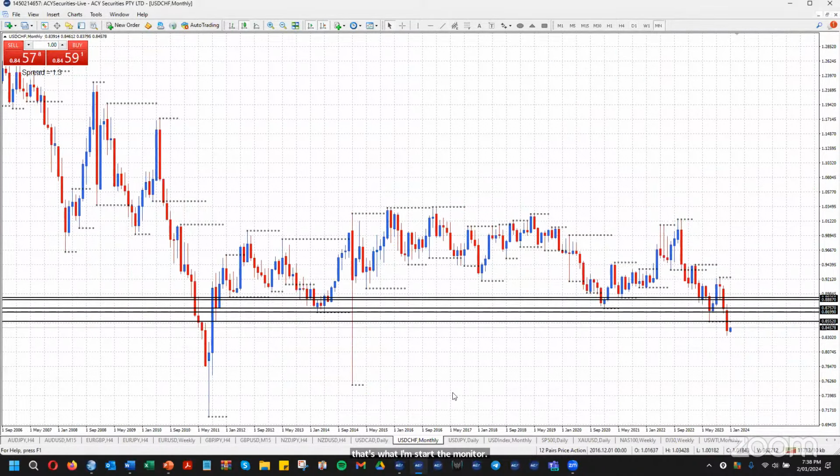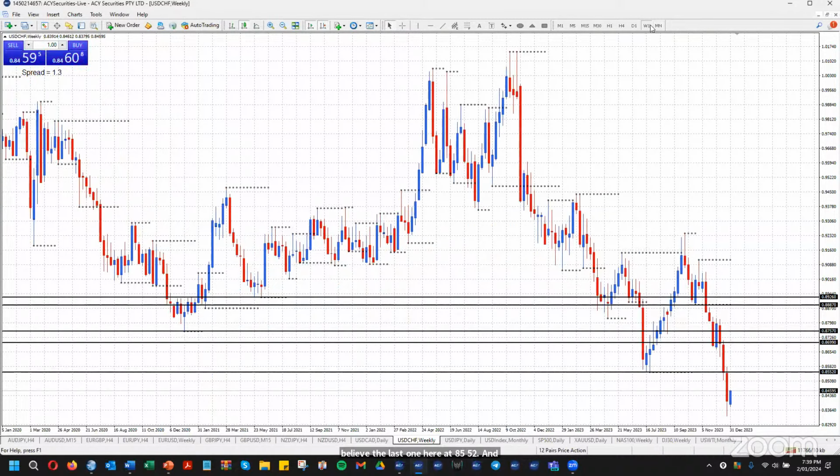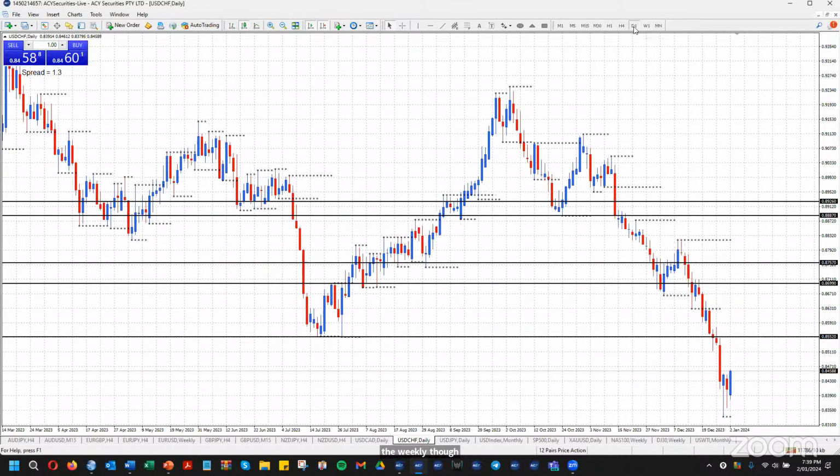So that's what I would start to monitor on the dollar Canadian. Dollar franc, this is the monthly chart. Still very weak. It's getting below at the moment some historical levels, where it's been long-term range bound, but we are below historical support levels at the moment. Notably, the last one here at 85.52. And weekly trend is down. It's a bit overextended on the weekly though. And the daily trend is still down.